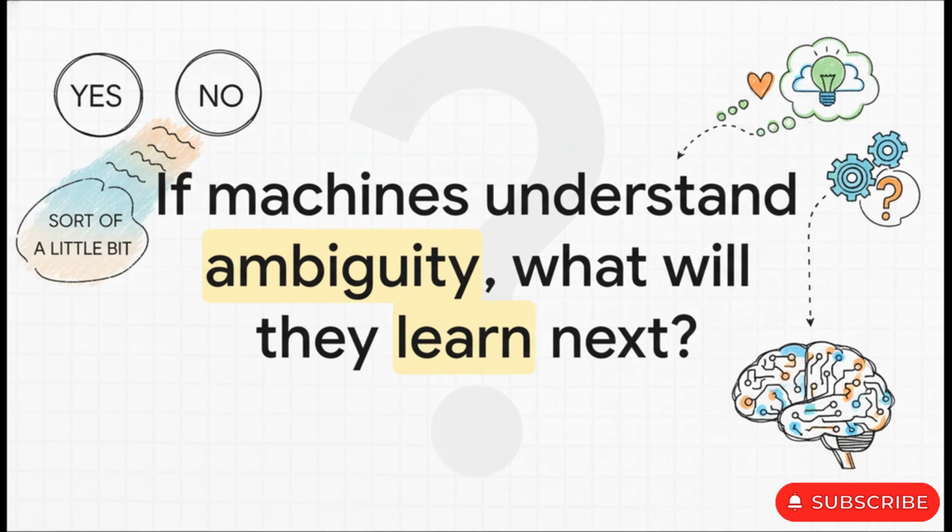And that really leaves us with this huge, fascinating question. We've managed to teach our machines to go from a world of yes or no to a world of sort of and a little bit. So as this technology gets even more sophisticated, what other human nuances, what other parts of our messy, complicated world will our machines finally begin to grasp?